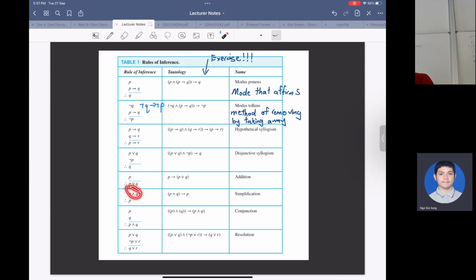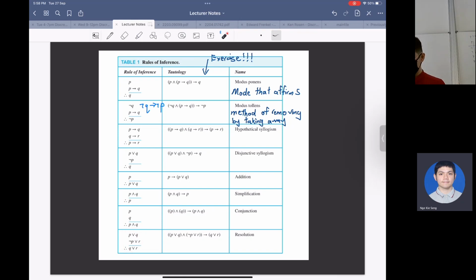And then P and Q both have to be true, so you can just take P out. This is like if you have both of them, you just need one of the conditions, you can just take it out because you have both of them. And then if you have both of them together, then you can have a condition that they are together: conjunction.